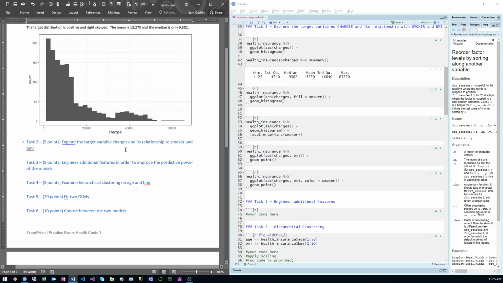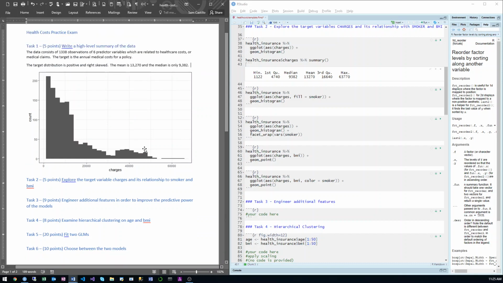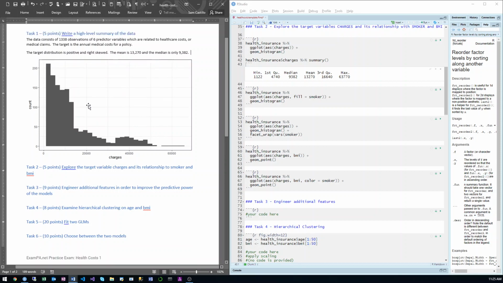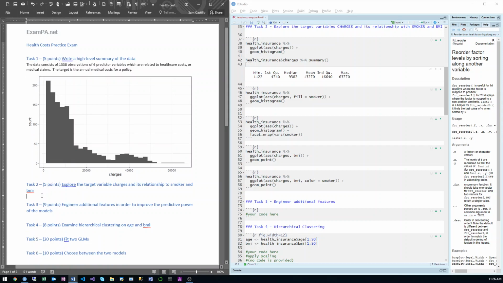Task 2. Explore the target variable charges and its relationship to smoker and BMI. Perhaps this would be better off put into task 2.